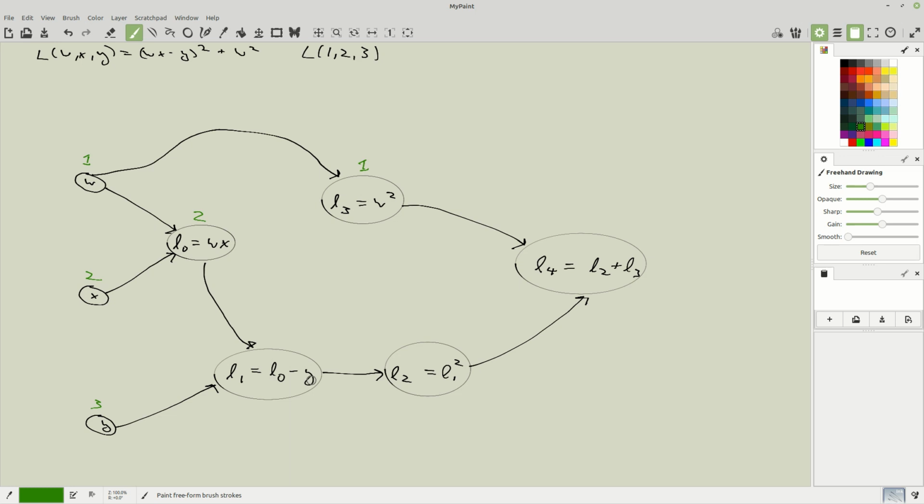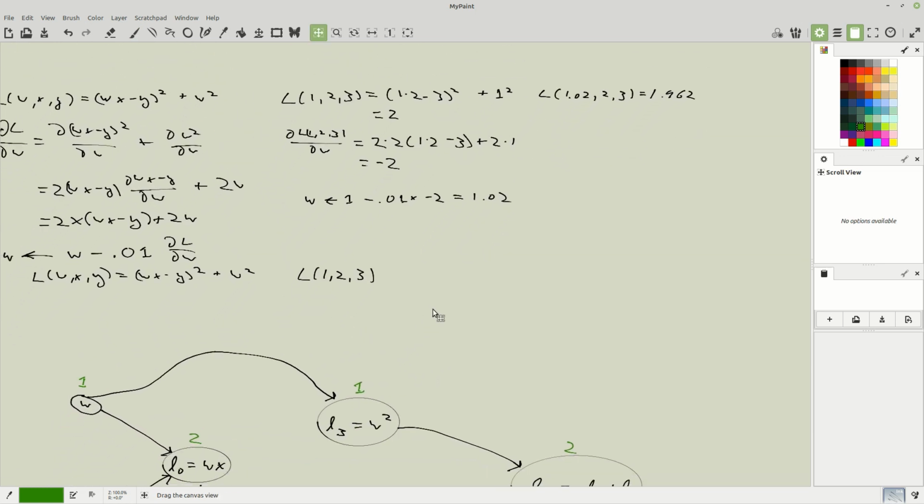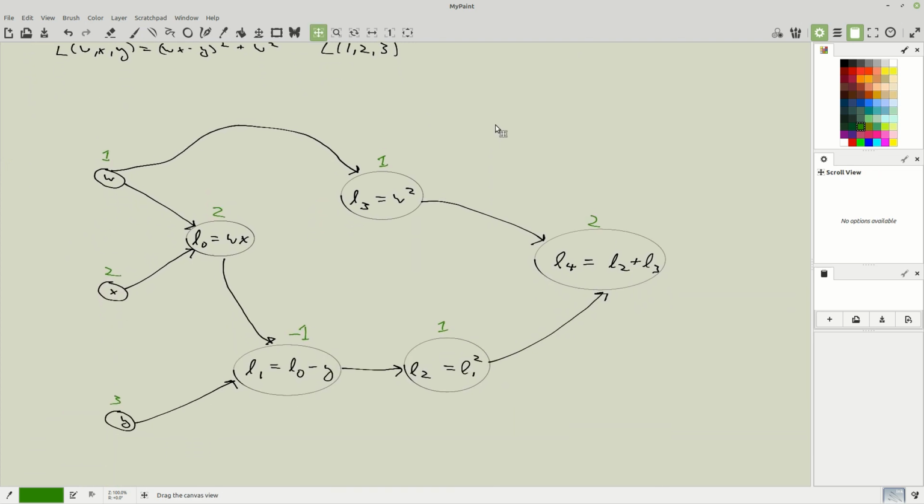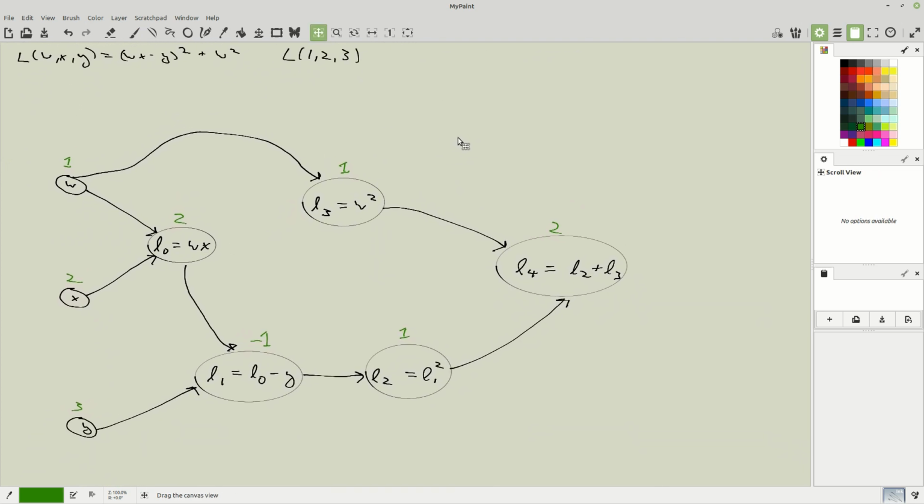This is L0 minus y, and we've already calculated L0, so I can do that. So that's 2 minus 3, that's -1. That's squared here, so that becomes 1. And then my final value is 1 plus 1, and that's 2. And if I zoom back up to our calculations from before, we see that that's the answer we got when we did it by hand. So not surprising, but reassuring.